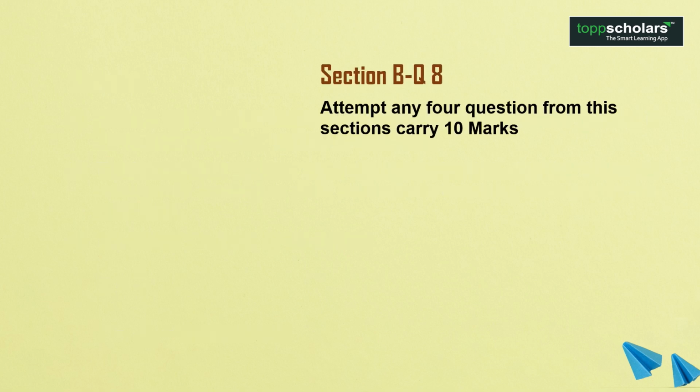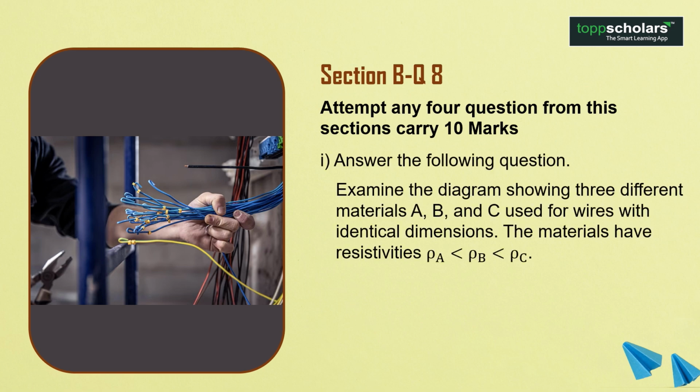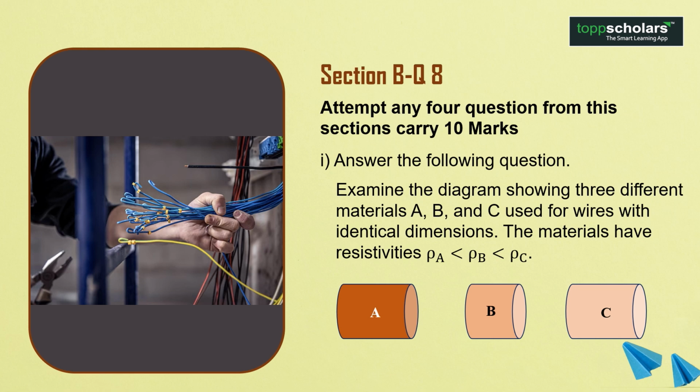Let's see a new question now. This is section B, question 8. The first question says, examine the diagram showing 3 different materials A, B and C used for wires with identical dimensions. The materials have resistivities rho A, rho B and rho C. Consider the diagram for few minutes. A, B, C. This is given.